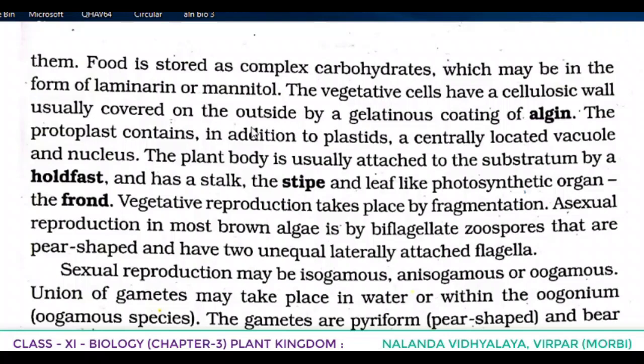The protoplast contains, in addition to plastids, a centrally located vacuole and nucleus. So the protoplast contains what? In addition to plastids, that means plastids are present. In addition to that, what is also present? Centrally located vacuole and nucleus.